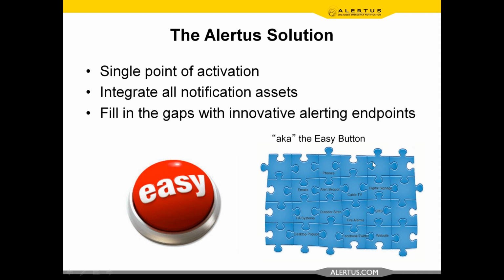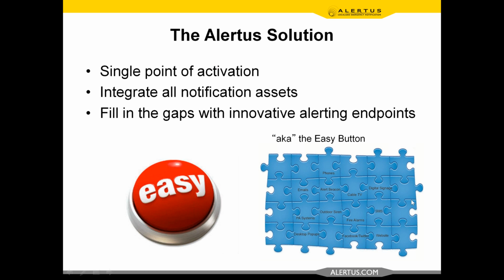So by single point really means we're providing all the options. You choose the best way to activate for your organization and your processes. Next is integrate all notification assets. You'll see this in the next slide where we're able to bring in both technology and non-technology items that produce sound, visual notification to get that message out very efficiently, all at that single touch of a button. And then lastly, we can fill in the gaps with innovative alerting endpoints.